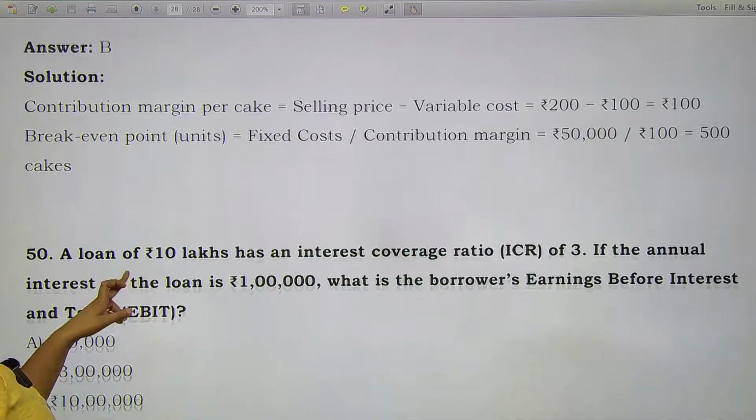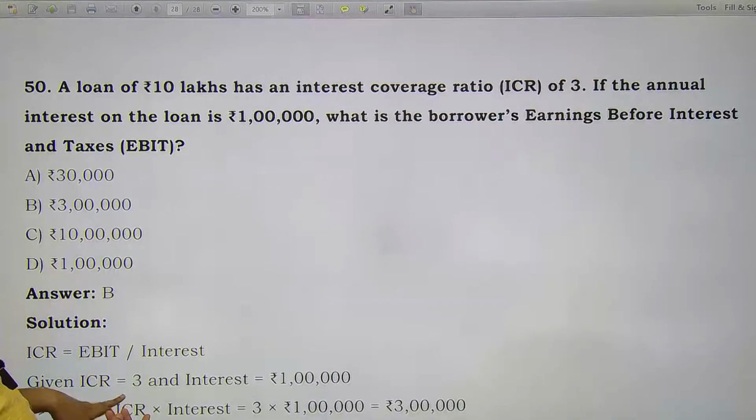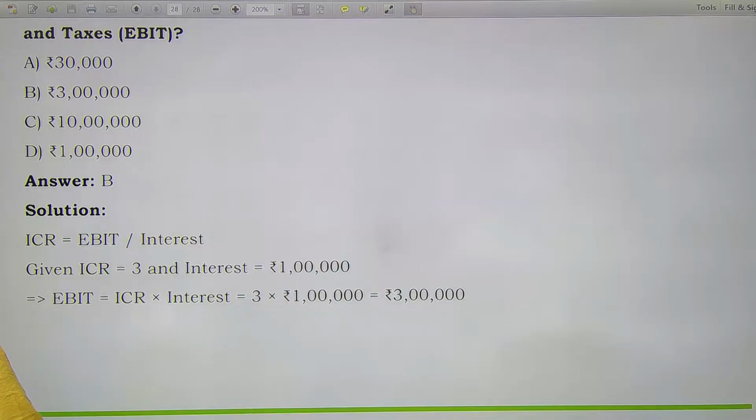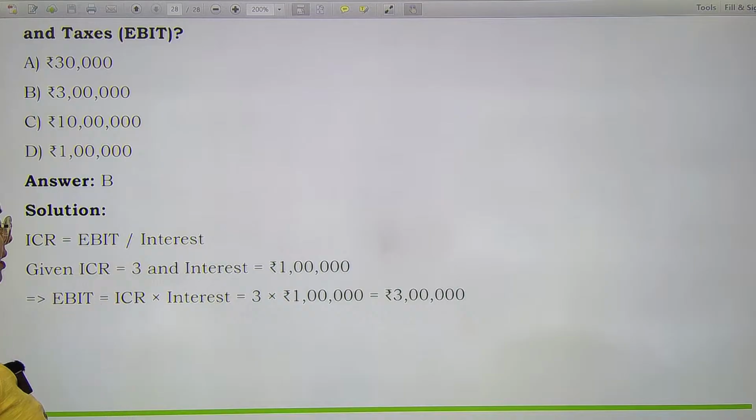A loan of 10 lakhs has an interest coverage ratio of 3. If the annual interest on the loan is 1 lakh, what is the borrower's EBIT? Okay, so over here you have to twist the formula. ICR is equal to EBIT divided by interest. Both the factors have been given to you. So over here, what we will do is ICR multiplied by interest. You will take the interest from the denominator along with ICR, and that would be 3 lakhs.